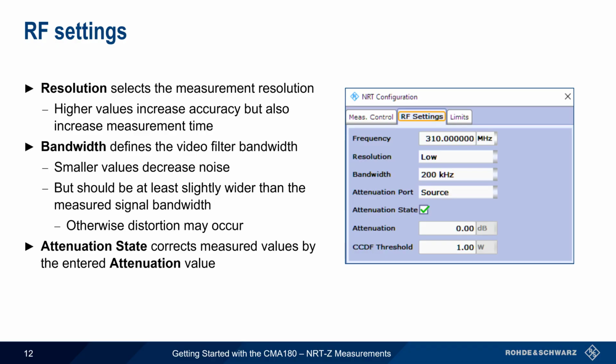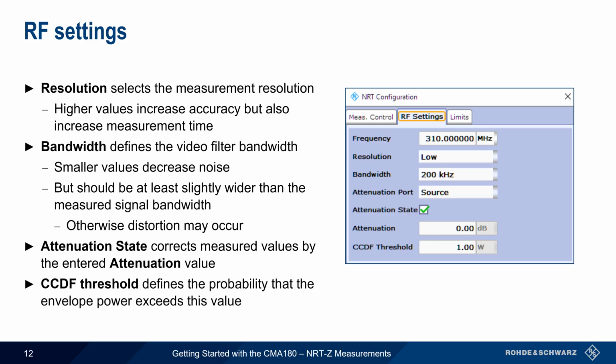Checking the attenuation state box will cause measured power values to be corrected by the entered attenuation value, and the CCDF threshold value is used for defining the probability that envelope power exceeds a given value.